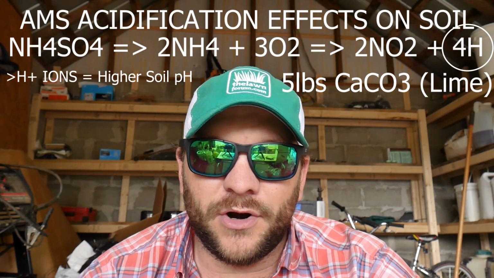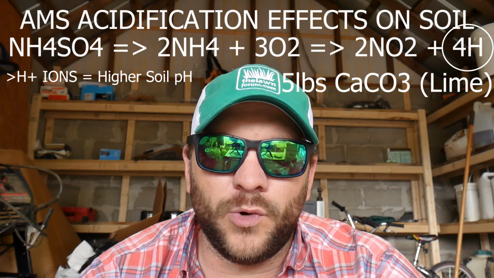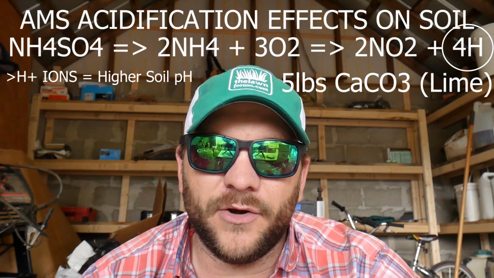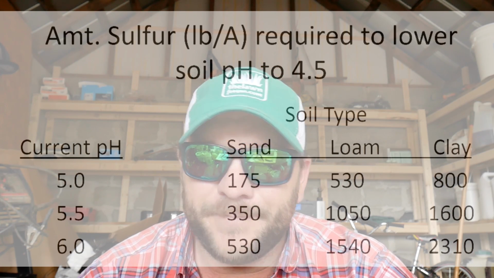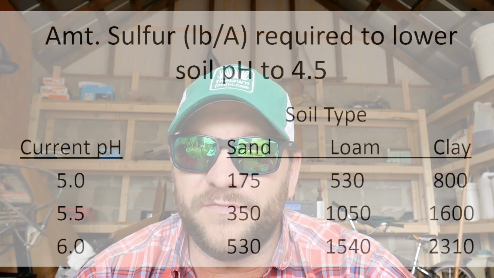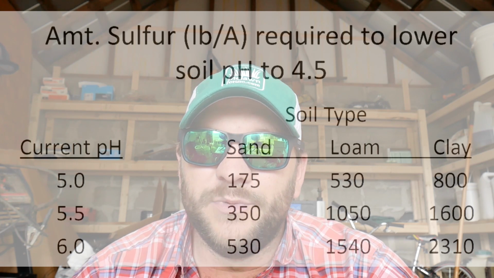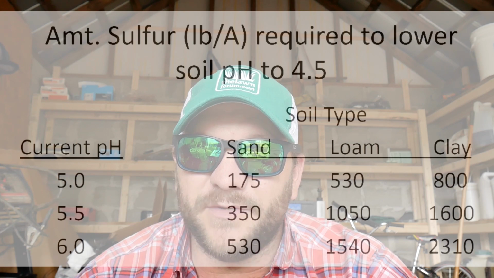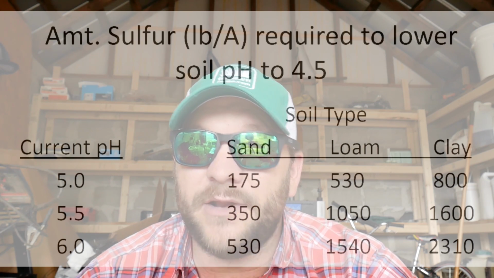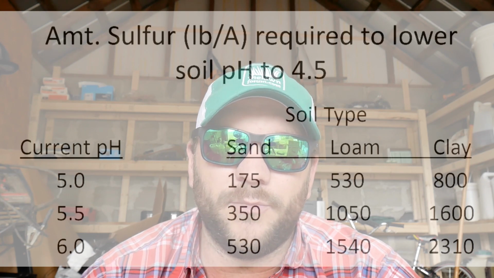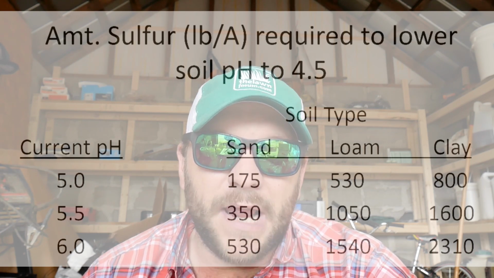And to break this down into a chart, sand is quicker to acidify than a clay or even a loam. So if you are trying to drop your pH to a 4.5 and you have a current pH of 5.0, you would only need 175 pounds of ammonium sulfate to bring a 5.0 to a 4.5 in sand. In a loam, you would need 530 pounds of ammonium sulfate to drop a 5 to a 4.5. And in clay, you would need 800 pounds to drop a 5 to a 4.5. Again, this is pounds per acre.